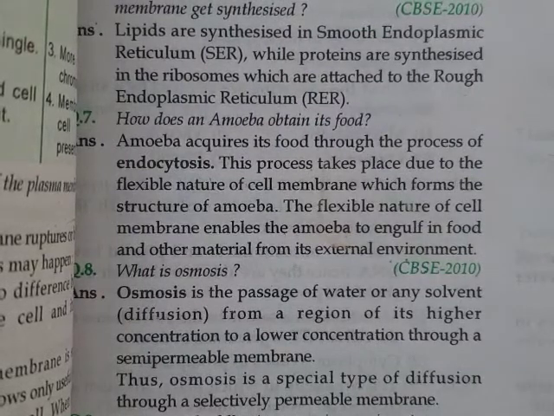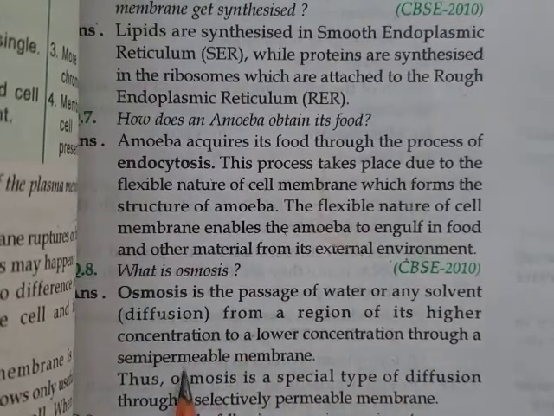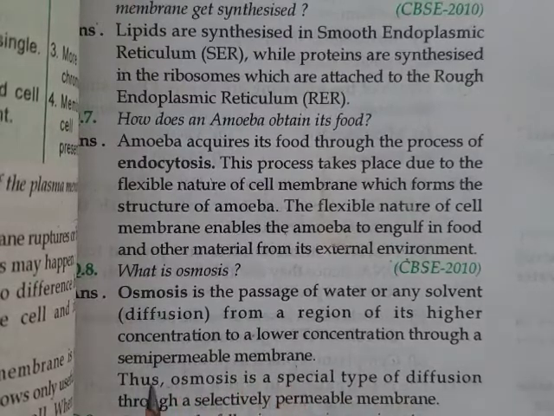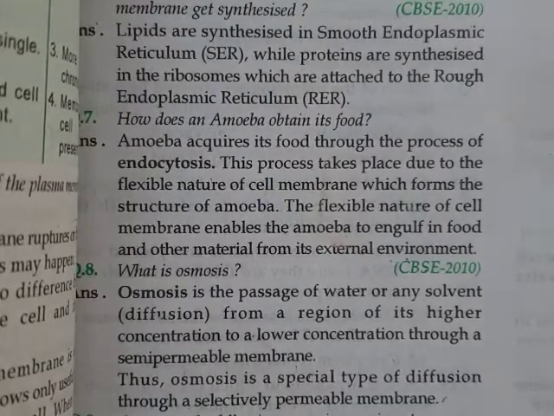Next is, what is osmosis? Osmosis क्या होता है? Osmosis is the passage of water or any solvent from high concentration to the low concentration through a semi-permeable membrane. That is very important. Osmosis water का या किसी भी liquid fluid का movement है from high concentration to low concentration by semi-permeable membrane. Osmosis is a special type of diffusion through selectively permeable membrane.